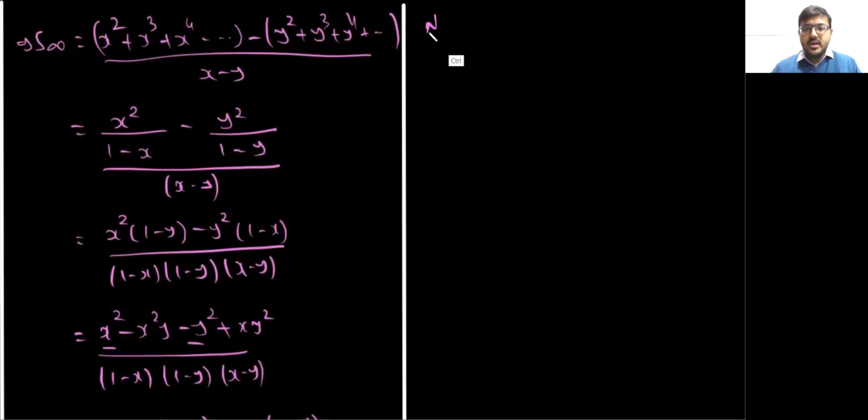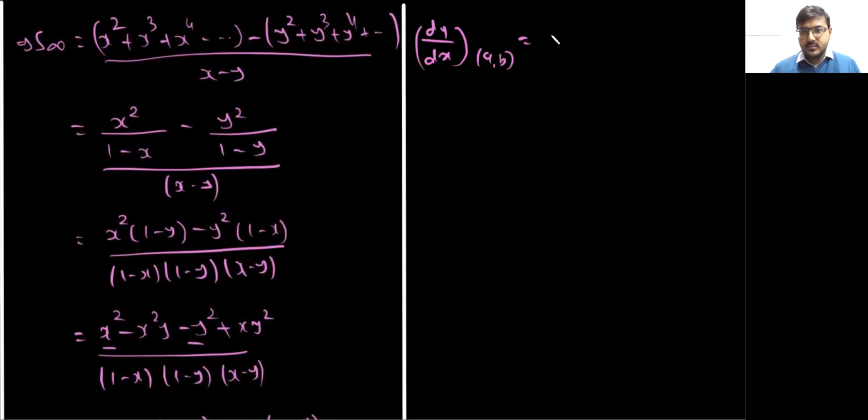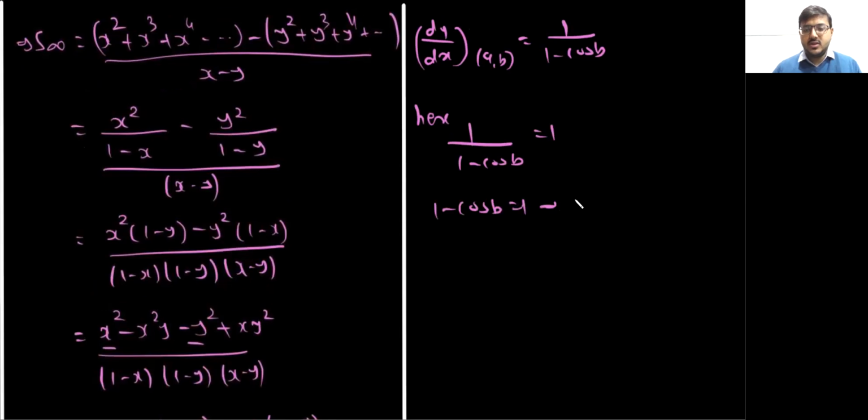Okay, so dy by dx at AB will be 1 upon 1 minus cos b. Now this 1 upon 1 minus cos b is equal to the slope of that line, which is 1. So 1 minus cos b equals 1, hence cos b equals 0. So compulsorily b equals pi by 2.